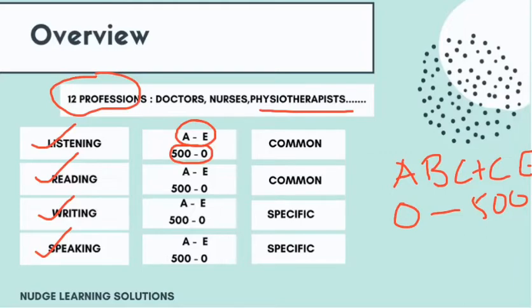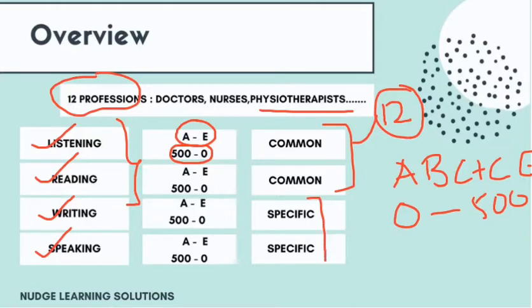And unlike other exams like IELTS, there is no overall score in the Occupational English Test. Also remember that in the Occupational English Test, the listening and reading questions are common for all the 12 professions. At the same time, the writing and speaking subtests are specific to the profession. For example, the writing test of a nurse would be different from the writing test of a doctor. Similarly, it will be the case in speaking also. So there are 4 subtests which will be graded A to E and 0 to 500.